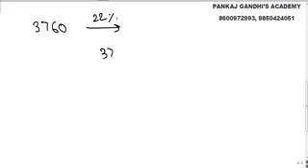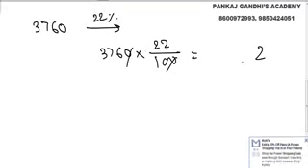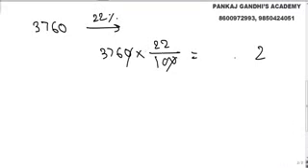So if I have to calculate 22% of 3760, one way is 3760 into 22 by 100, and knowing the table of 22. 22 6s are 132, 13 remaining, 154 and 13, 167, 16 remaining, 22 3s are 66, 66 and 16. This thing.